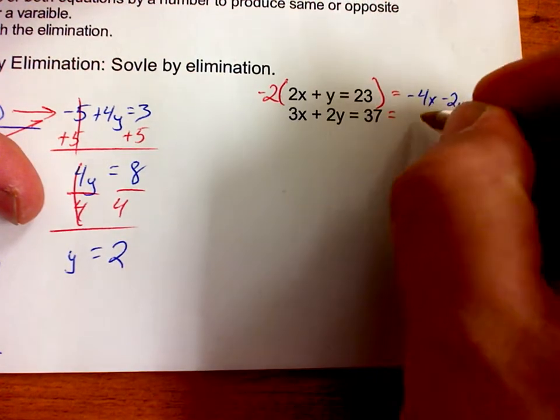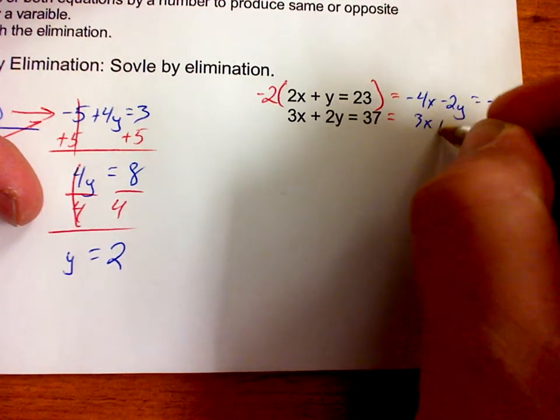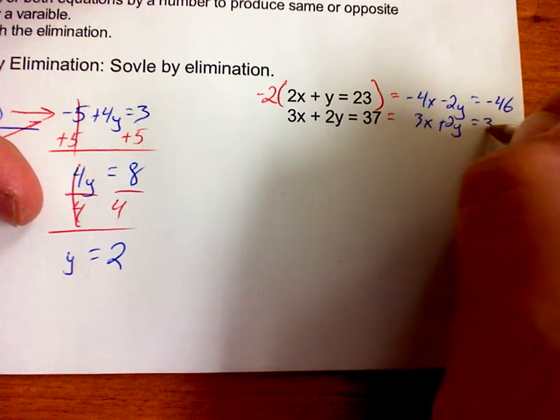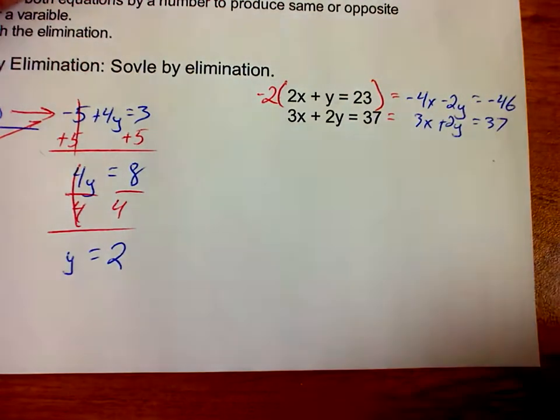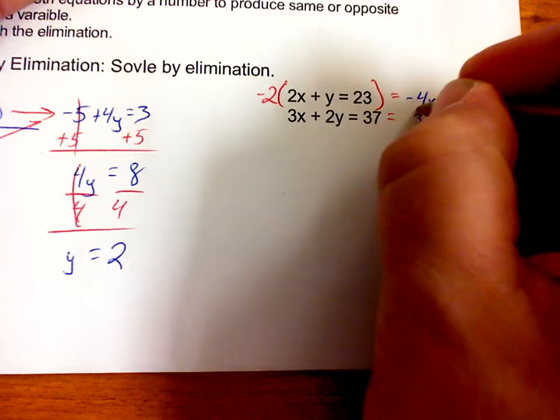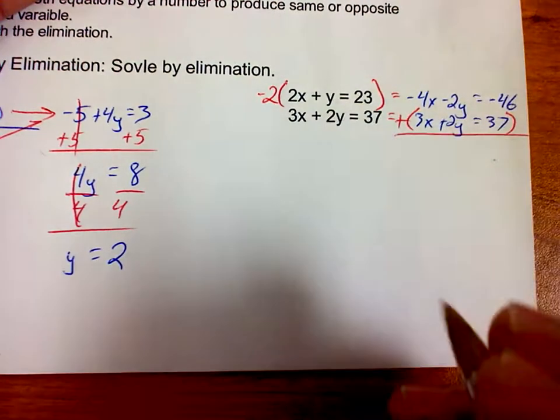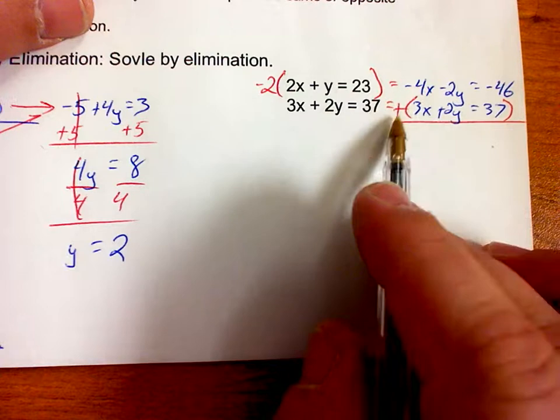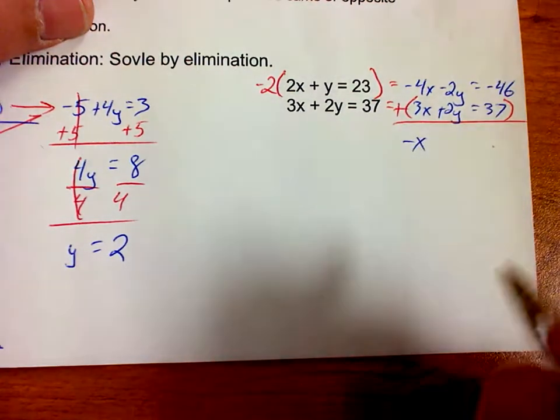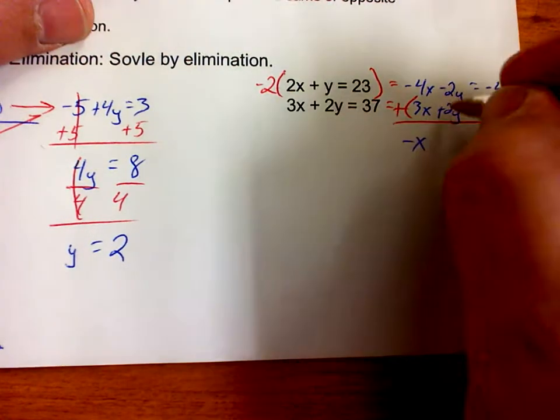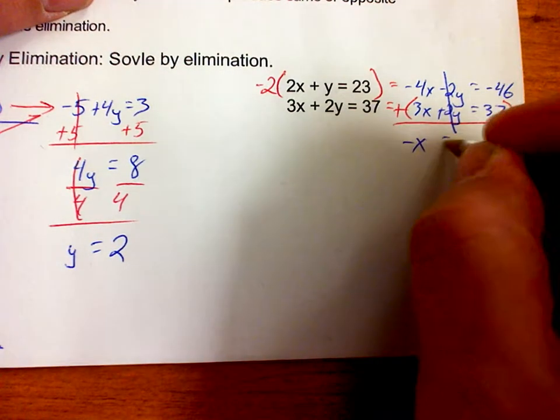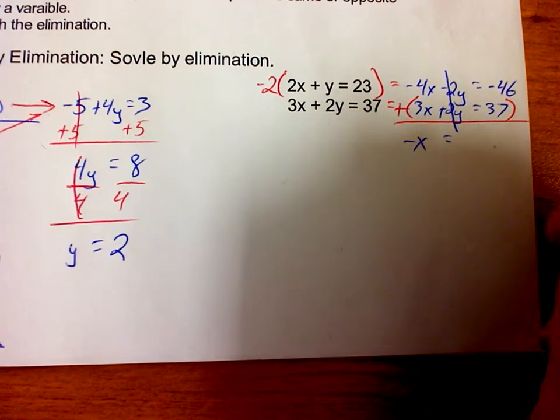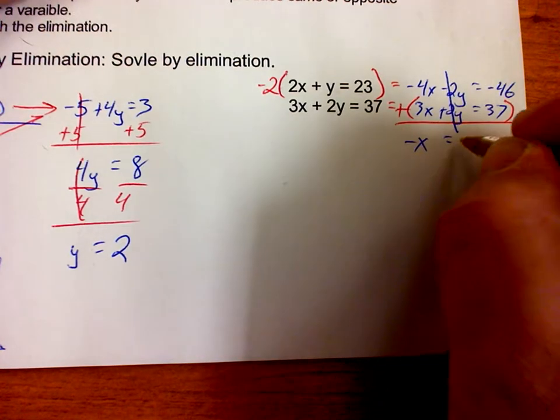Since I didn't multiply the bottom by anything, we're just going to go ahead and rewrite it. 3x plus 2y is equal to 37. Okay? And once again, since I have opposite signs, we are going to add them together. That's going to leave me with negative 4x plus 3x, which is a negative x. Negative 2y plus 2y cancels out. Then negative 46 plus 37 equals a negative 9.